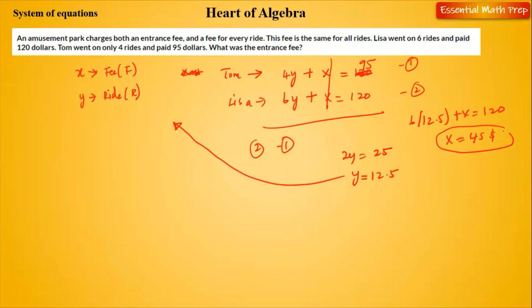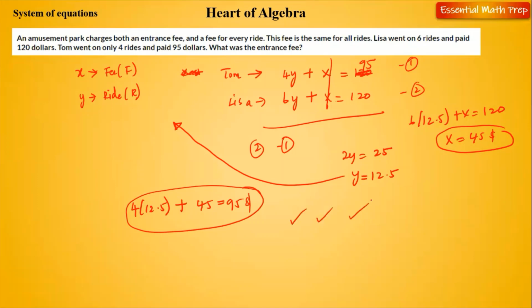If you want to know if you did it right, then take this X and put it in the expression for Tom. Okay, we used Lisa's expression to get X. So 4 times 12.5 is the cost of rides, plus 45. See if you get 95. If you get 95 out, then you're doing it right. Plus 12.5 times 4. Right on target, $95. So it's verified, done, right. Okay.